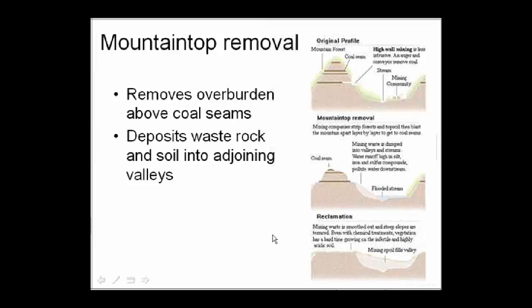Mountaintop removal, as a process, removes the overburden or the rock layers above the coal seams, but it deposits the waste rock and soil materials into the adjoining valleys. So it's a valley fill situation, where each layer that's taken off above the coal seam has to go somewhere. And the simplest, most cost-effective way to remove the top is simply to push it into the valley below. They have an effect, though, on the valleys where eventually the material will erode, it can fill in streams, cause stream channels to migrate and move, flooding out mining communities in the valley bottoms.